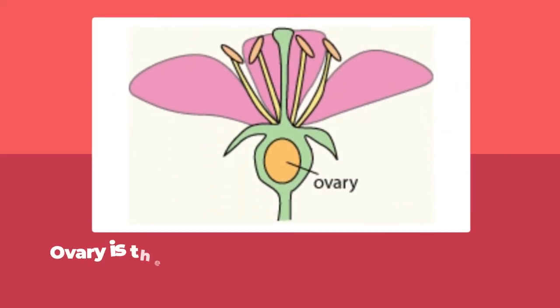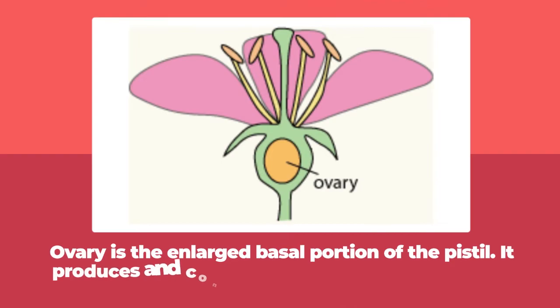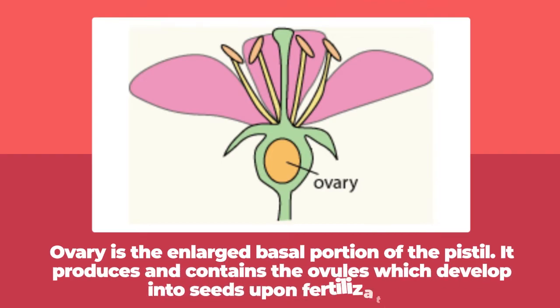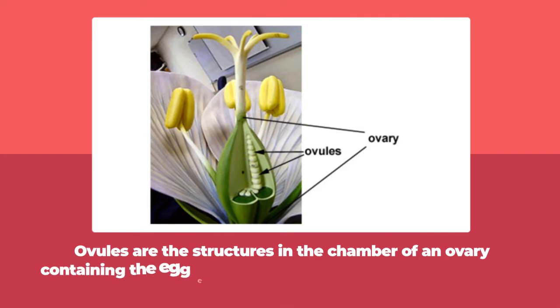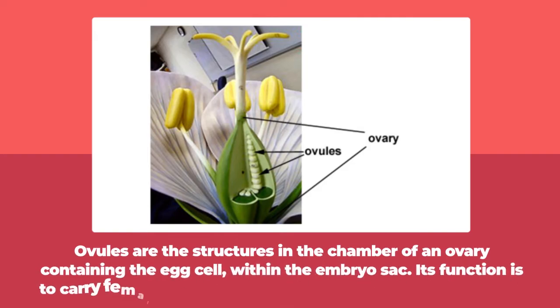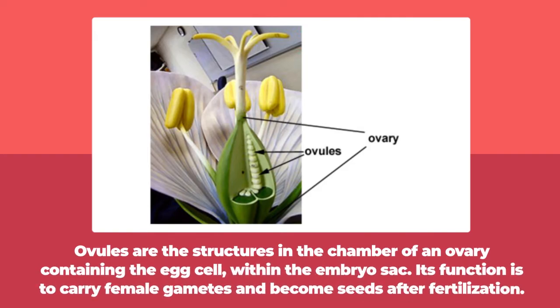Ovary is the enlarged basal portion of the pistil. It produces and contains the ovules, which develop into seeds upon fertilization. Ovules are the structures in the chamber of an ovary containing the egg cell within the embryo sac. Its function is to carry female gametes and become seeds after fertilization.